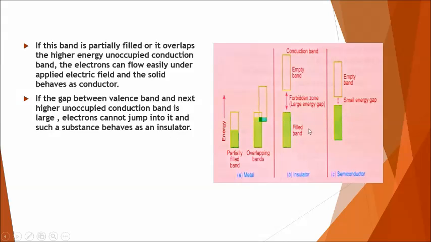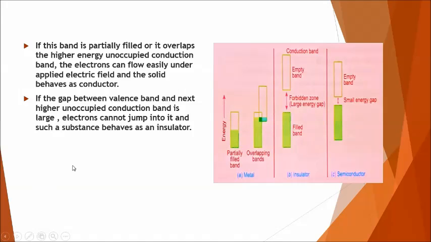But if the gap between the valence band and the higher conduction band is very large, then the electrons cannot jump into the next band. So it acts as an insulator. The gap between the conduction band and the valence band is said to be the forbidden zone, where electrons are not at all available. The energy difference between the valence band and the conduction band is said to be the forbidden zone.